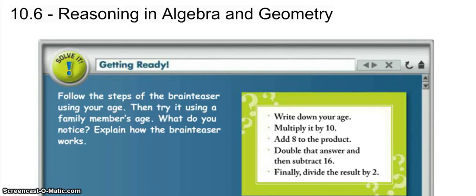Hello again, guys. We are here for 10-6, reasoning in algebra and geometry, and this is actually one of the things that I learned back when I was a kid. I was really big into magic, and if you can memorize this, it will impress people to no end, because go ahead and try this on your own and then try to explain how this works.